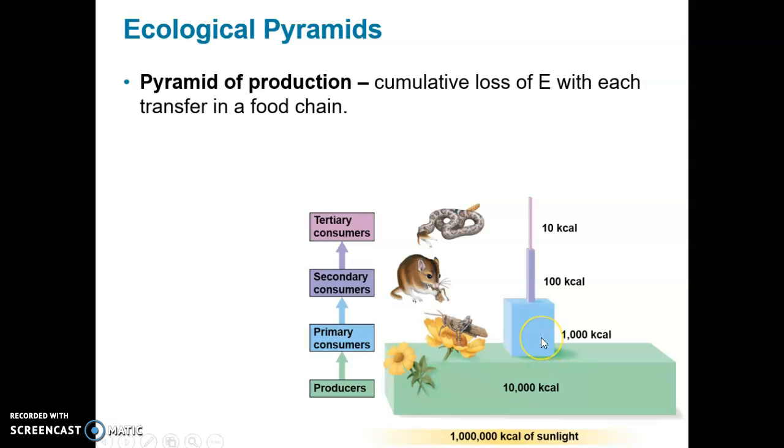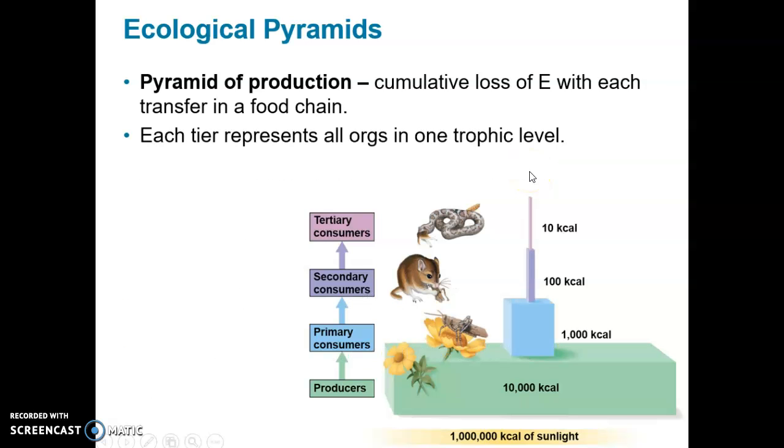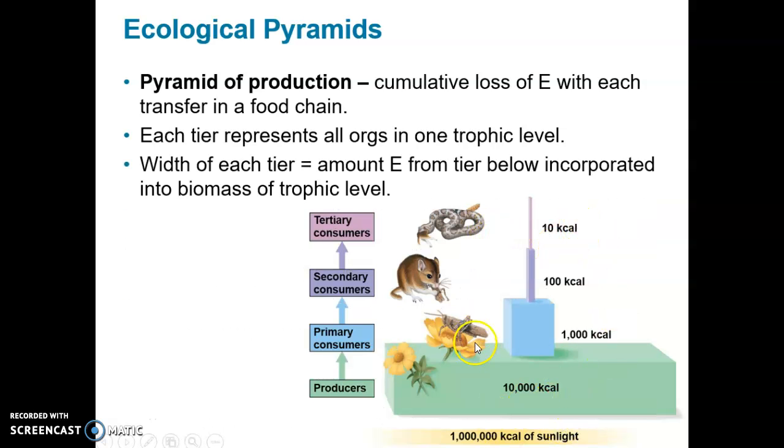It's roughly 10%. Then the secondary consumers that are eating the primary consumers, approximately 10% of that biomass, in terms of chemical energy, biological molecules, is converted into biomass of the secondary consumers. And then the same thing for the tertiary consumers. And then if there was a quaternary, fourth level consumer, again, the transfer of energy in the form of biomass would only be about 10%. So each tier represents all organisms in a trophic level. This is a simple one because it only goes to the third level.